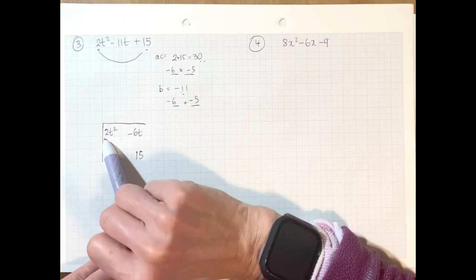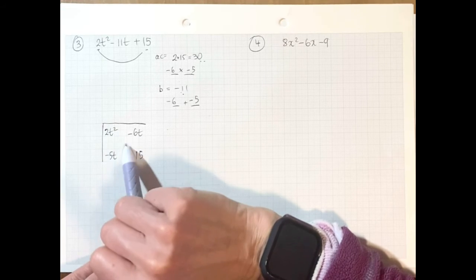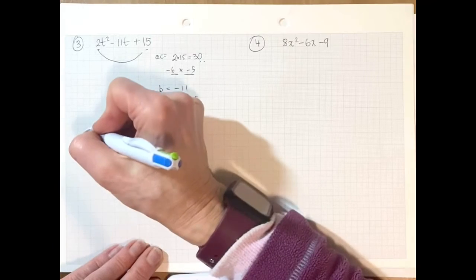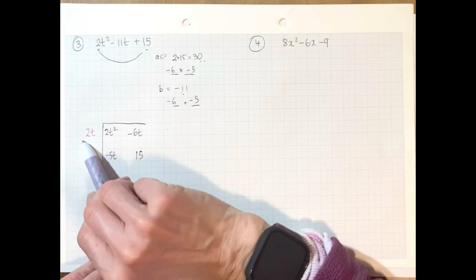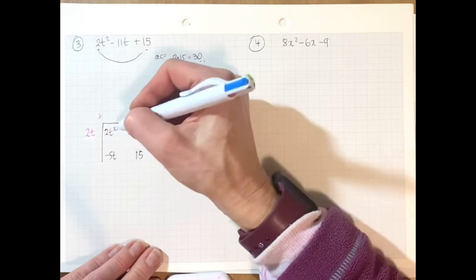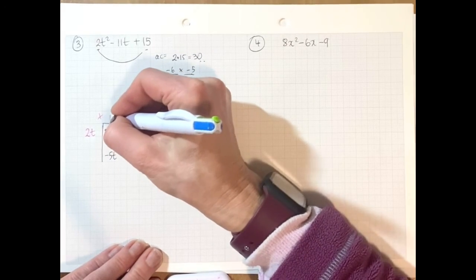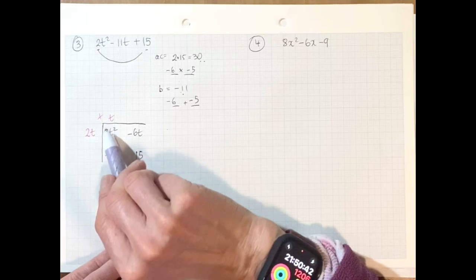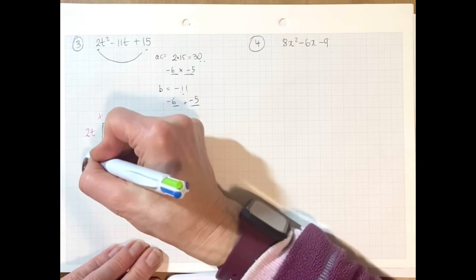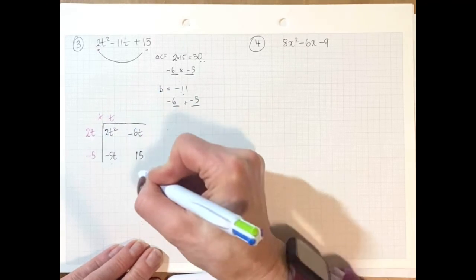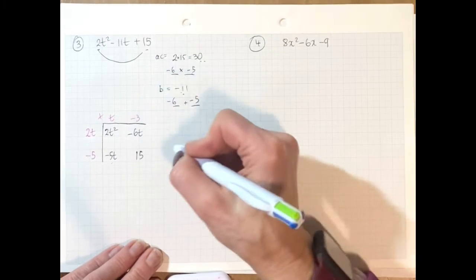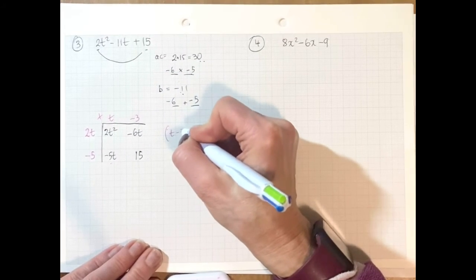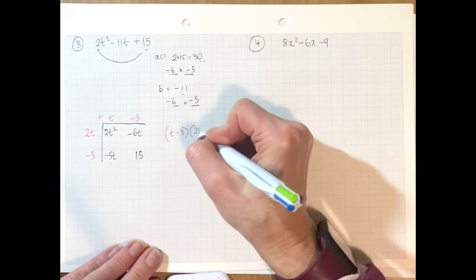So if we go across, what goes into 2t squared and minus 6t, so definitely 2 and then t. And then you need to think 2t multiplied by what gives me 2t squared, that's going to be t. Then t times what gives me minus 5t, so it's minus 5. Minus 5 times what is 15? Minus 3. And you've got your answer, t minus 3 and then 2t minus 5.